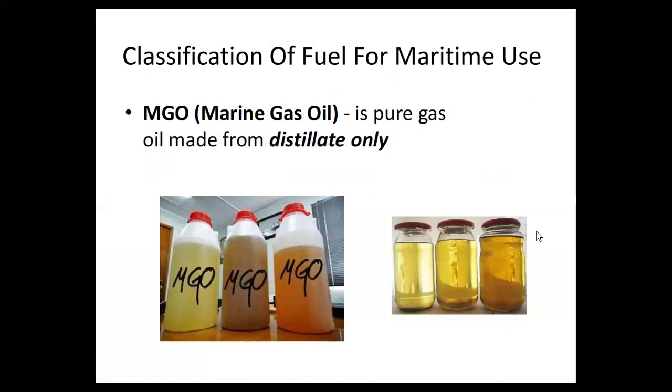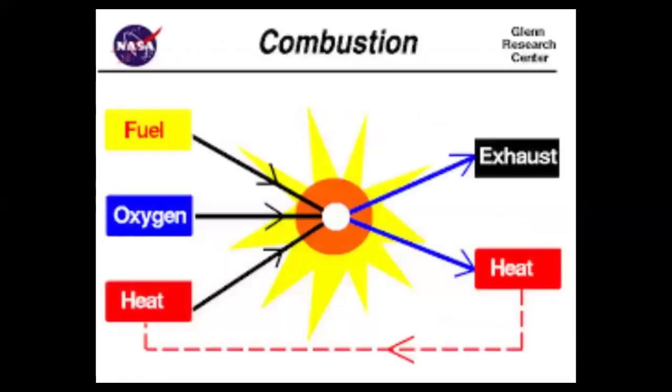The next classification of fuel for maritime use would be your MGO or what you call your marine gas oil. This is purely gas oil made from distillate only. So as you can see, if you compare it with the two, your MGO or marine gas oil is usually lighter in color and clearer as compared to your heavy fuel oil and at the same time your marine diesel oil. Now, let's talk about combustion.